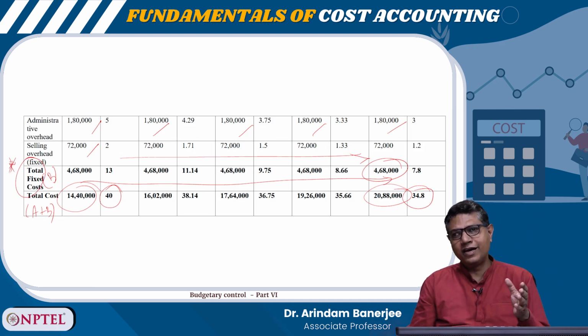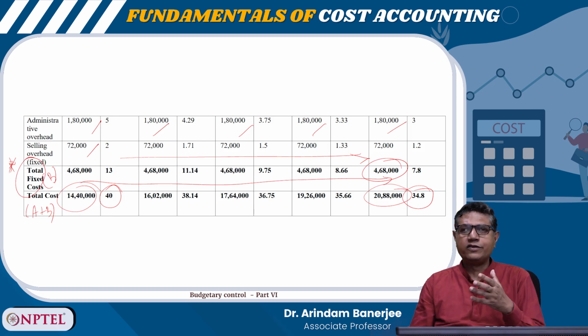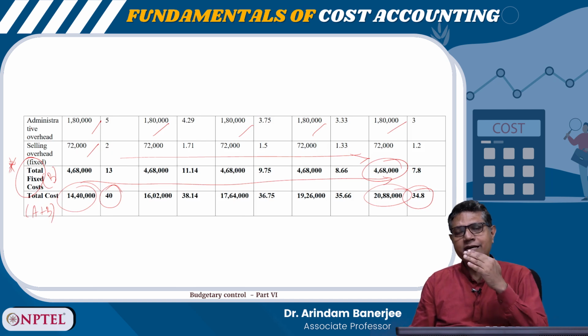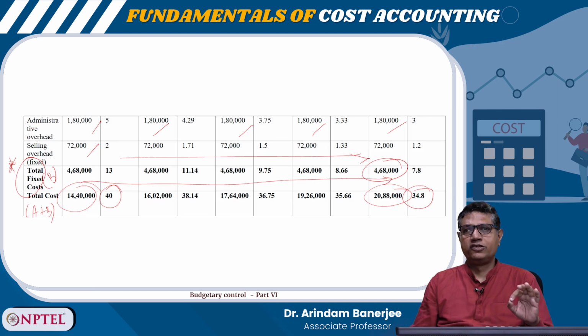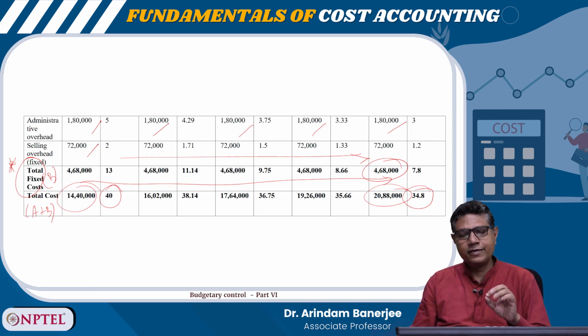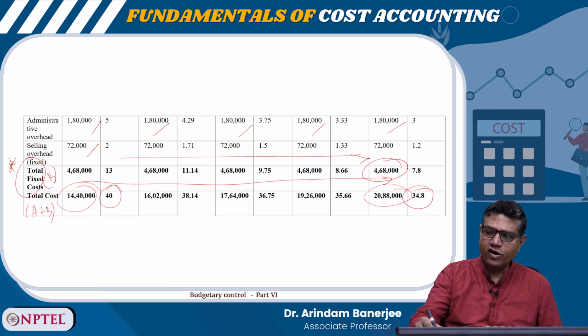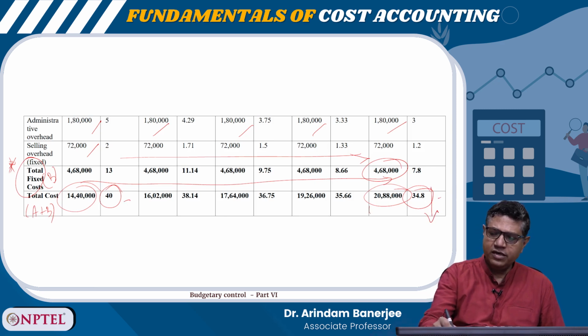If all the costs, or most of the costs, are variable in nature, then what will happen? The total cost will also increase and decrease proportionately, and per unit cost will not change much, because we already discussed that the per unit variable cost remains unchanged even if the capacity changes, right. But if the fixed cost component is higher in the cost structure, then what will happen? As we move towards the higher capacity utilization level, the per unit cost is going to fall. You see here it is 40, right, and here it is 34.8, though the total cost will go up.